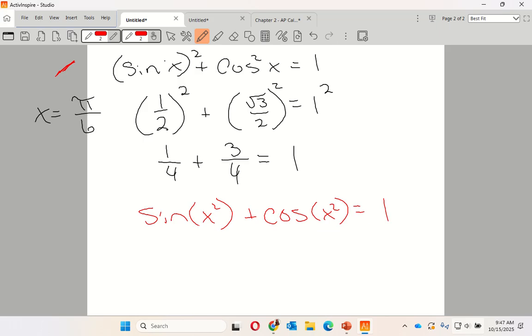So now, if I say x is pi over 6, right? Let's square pi over 6. We get pi squared over 36, and we're trying to find the sine of that. Plus, again, it's going to be the cosine of pi squared over 36. That does not equal 1. I'll even pull up my thing here.